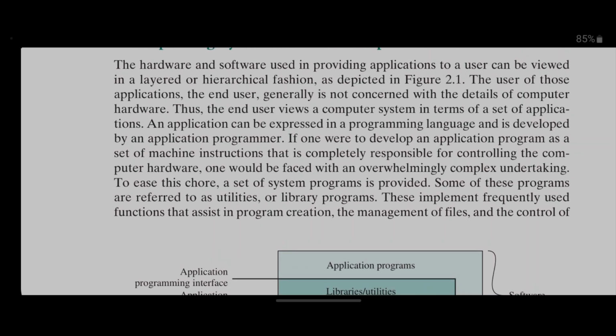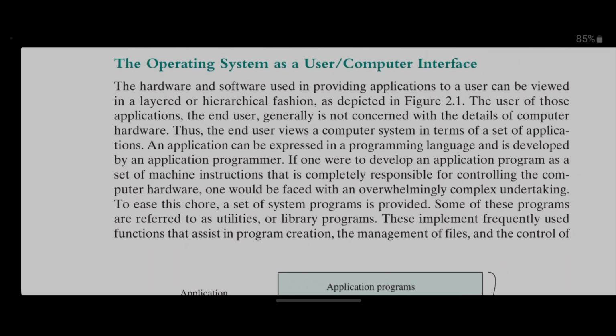So, thus, the user of those applications, that is the end user, that is us, the users, generally is not concerned with the details of computer hardware, right? The users are not very much concerned about the hardware part. We just do our work in the computer. But how are we able to do that? Definitely because of the operating system. The operating system makes our tasks easy.